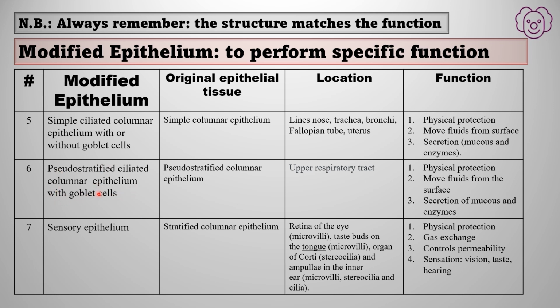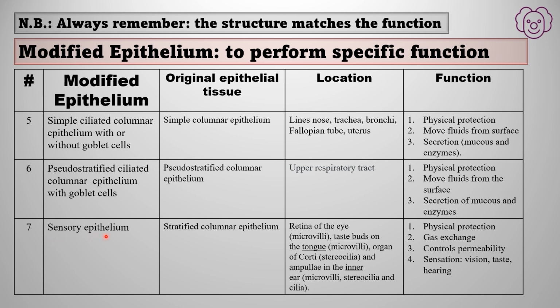Then here we have a pseudostratified ciliated columnar epithelium with goblet cells. The main original epithelial tissue is the pseudostratified columnar epithelium. It is found in the upper respiratory tract and is also for the same things: physical protection, moving fluids from the surface, and secretion of mucus and enzymes.